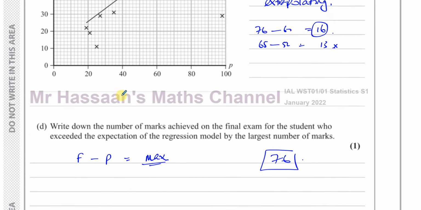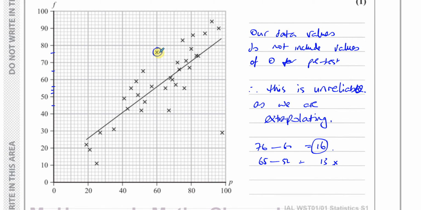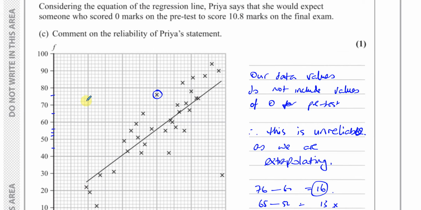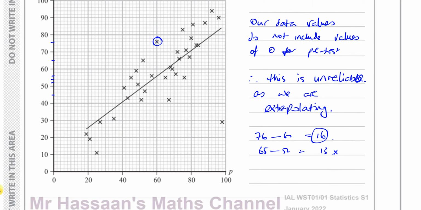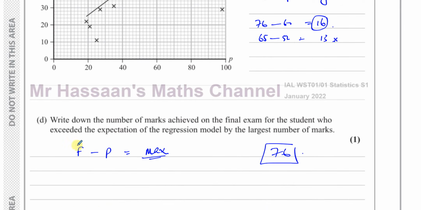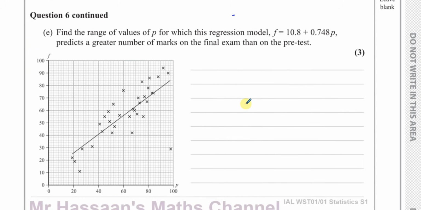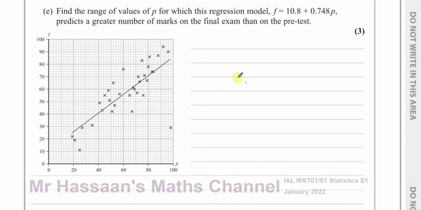Okay, so we identified the point that had the biggest difference between the pretest and the final exam, being higher than the pretest. Okay, so that's part C, and now for part D. Oops, part D is where? No, actually that was part D. Now for part E, it says find the range of values of P for which this regression model f equals 10.8 plus 0.748p predicts a greater number of marks on the final exam than on the pretest.